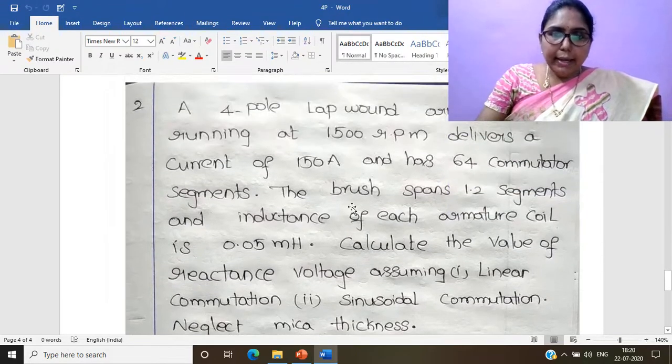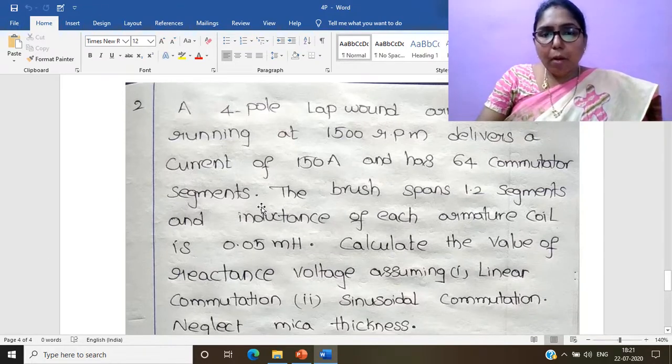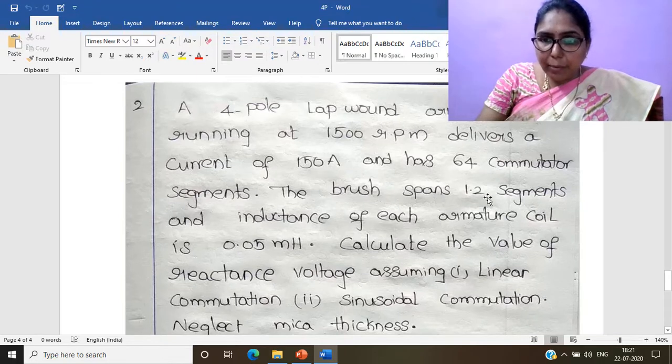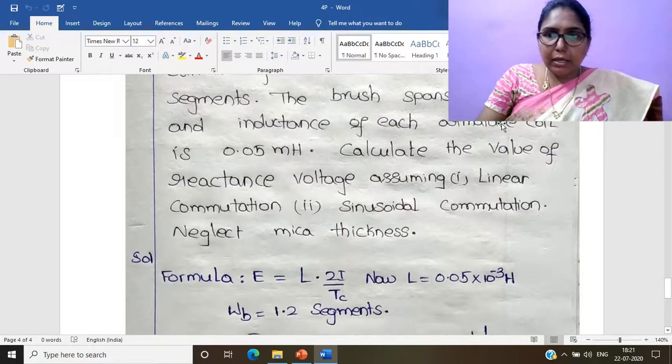Here I'll mention the data given in this problem again. It is a 4-pole machine. It is lap wound, meaning A, the number of parallel paths, is equal to P. The speed at which it is rotating is 1500 RPM. The load current is 150 amperes. The number of commutator segments is 64. The brush spans about 1.2 segments, and the inductance of the armature coil is 0.05 millihenries.